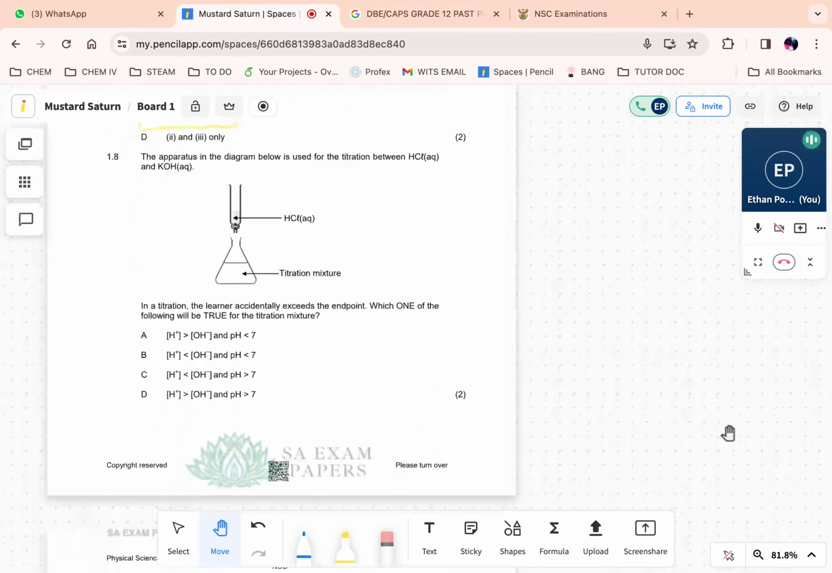Moving on to question 8. The apparatus in the diagram below is used for the titration of hydrochloric acid and potassium hydroxide. In a titration, the learner accidentally exceeds the endpoint. Which one of the following will be true for the titration mixture? Okay, so we have acid in the burette and our titration mixture, which means we start off with base and then we add acid.